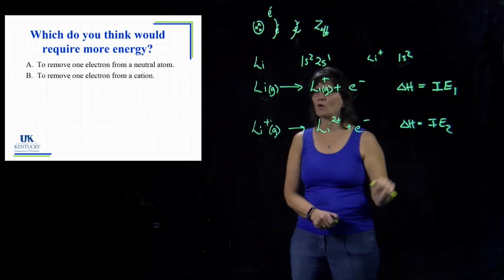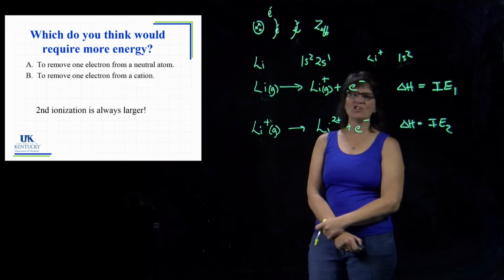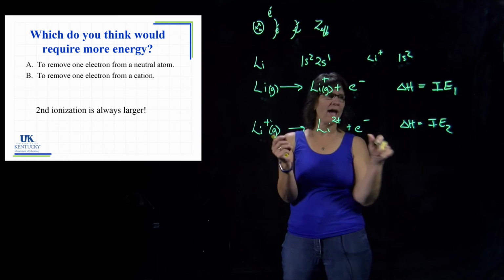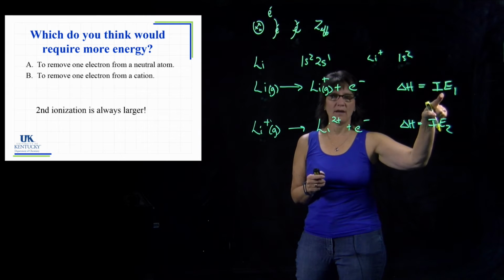All right, so it will progressively get more and more difficult to pull off electrons. Second ionization energy is always, for any atom, and we're comparing the single atom, greater than the first one, every time.